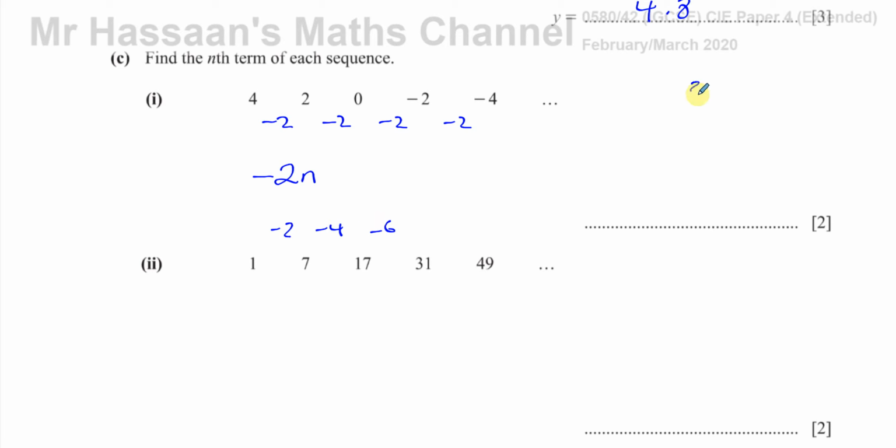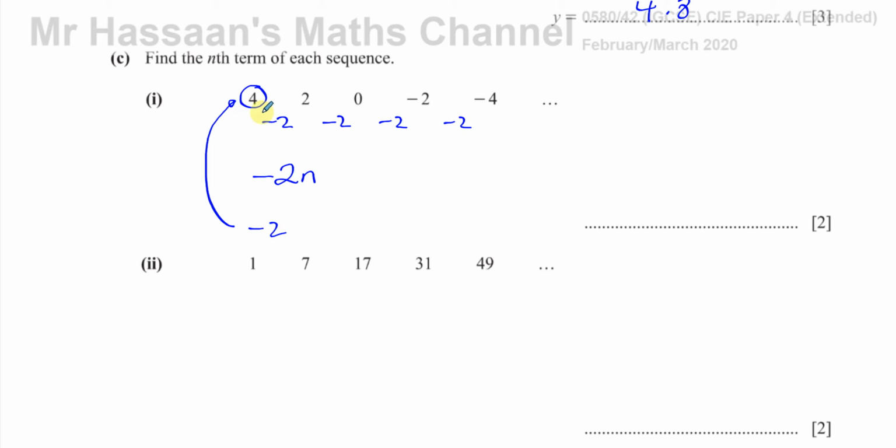If I put 3n, that's going to cause something to go up by 3 each time. 3, 6, 9, and so on. All right, so because it's going down by 2 each time, it's got something to do with the -2 times table. So I'm going to write -2n. Now, that's not going to be our answer because we want the first term to be 4. We want it to start from 4 and then start going down by 2s. If I left it like this, the first term would be -2. I want the first term to be 4.